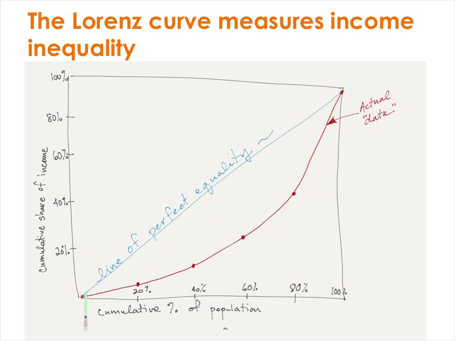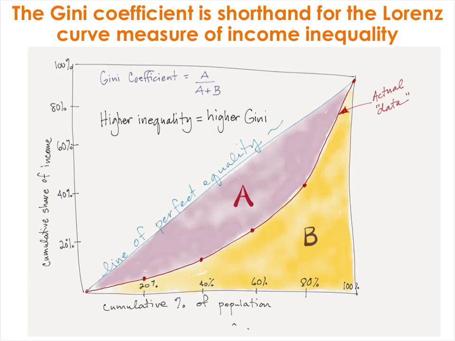So if this country were in perfect equality of incomes, we would track along this blue line, right? 20% have 20% of the income, the next 20% have their 20%, so that would be 40% and 40%, and on and on. No country has that line of perfect equality, but some countries are more equal than others. So the Lorenz curve is really useful for comparing one country to its own past or one country to other countries, but it's a little bit bulky.